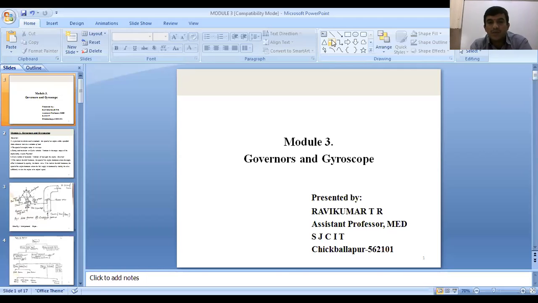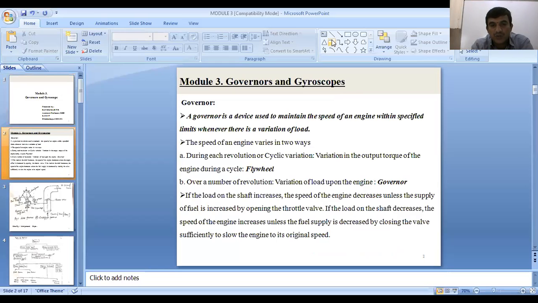The last class we discussed Model 3 governors. Then how do you define a governor? A governor is a device used to maintain the speed of an engine within specified limits whenever there is a variation of load. The best example: if you are riding a two-wheeler vehicle, suppose I want to maintain 60 kilometers per hour, a constant speed, on a flat road.